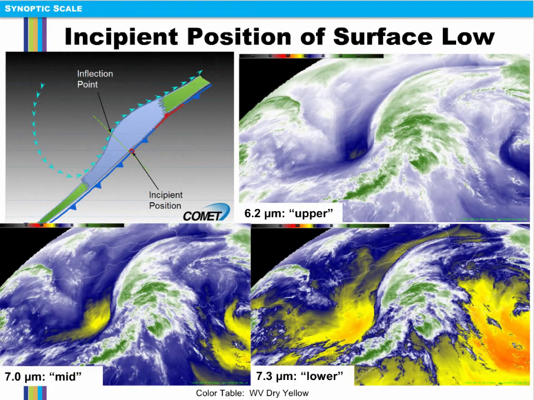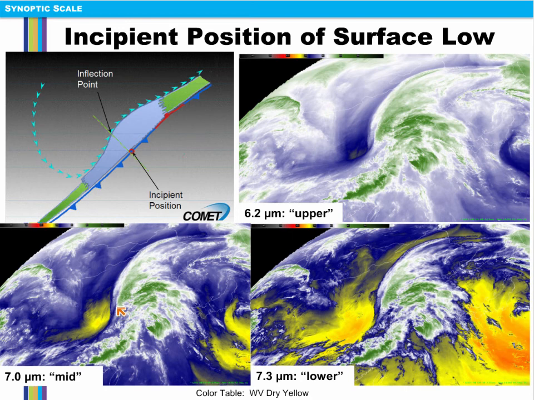Next, we'll discuss where the surface low is forming, or will form soon, by looking at the incipient position. In the conceptual diagram, notice the change in curvature along the western edge of the warm conveyor belt, where the crescent shape exists. This is referred to as the inflection point. On the satellite imagery, it exists approximately right here.